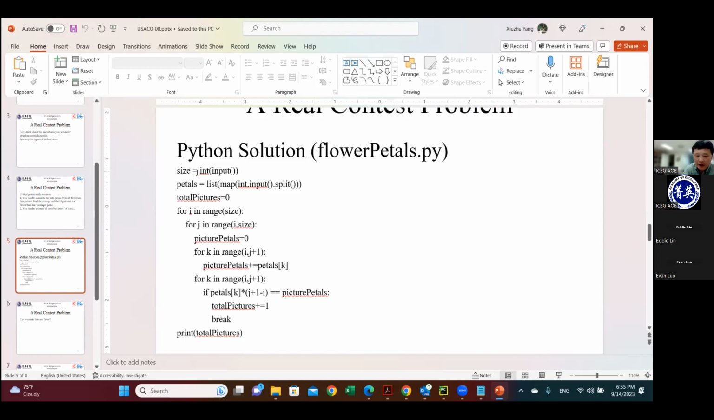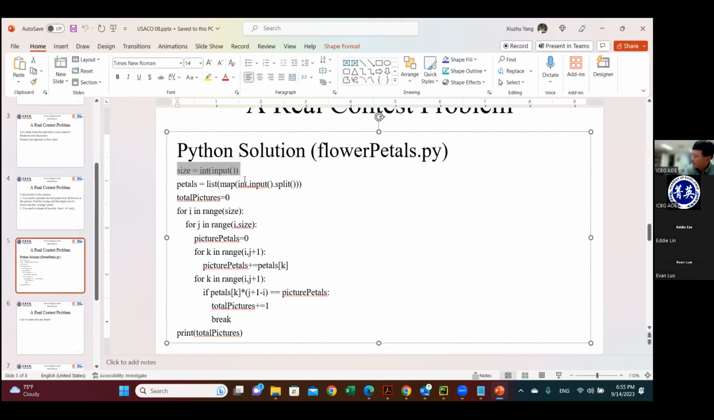Firstly, I wanted to find out how many flowers I have. That's the input, right? Second, that's the petals we have for every flower. I generate a list, okay? And then now I just initialize the average flowers to zero. So you understand this one.